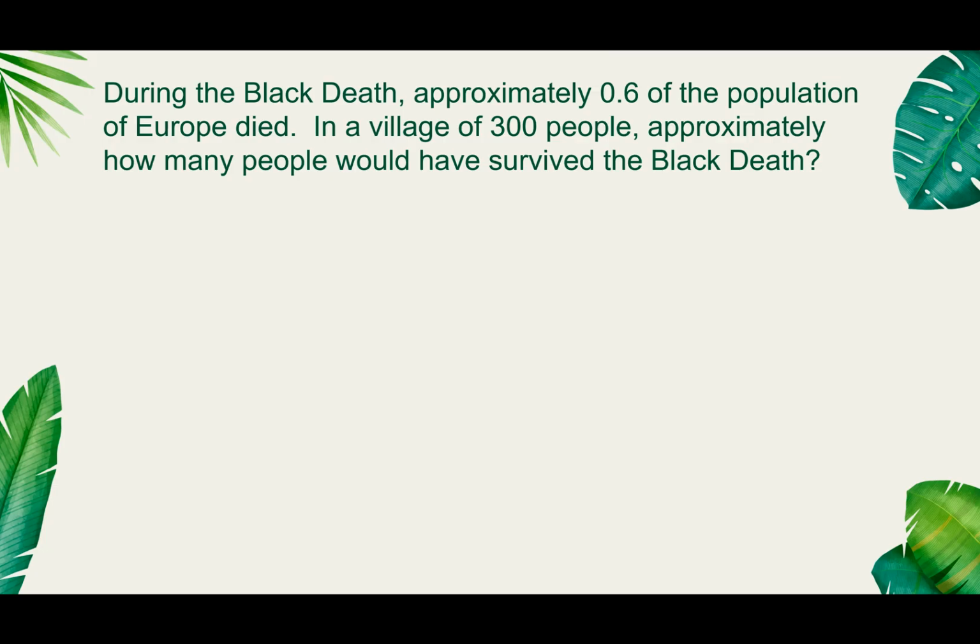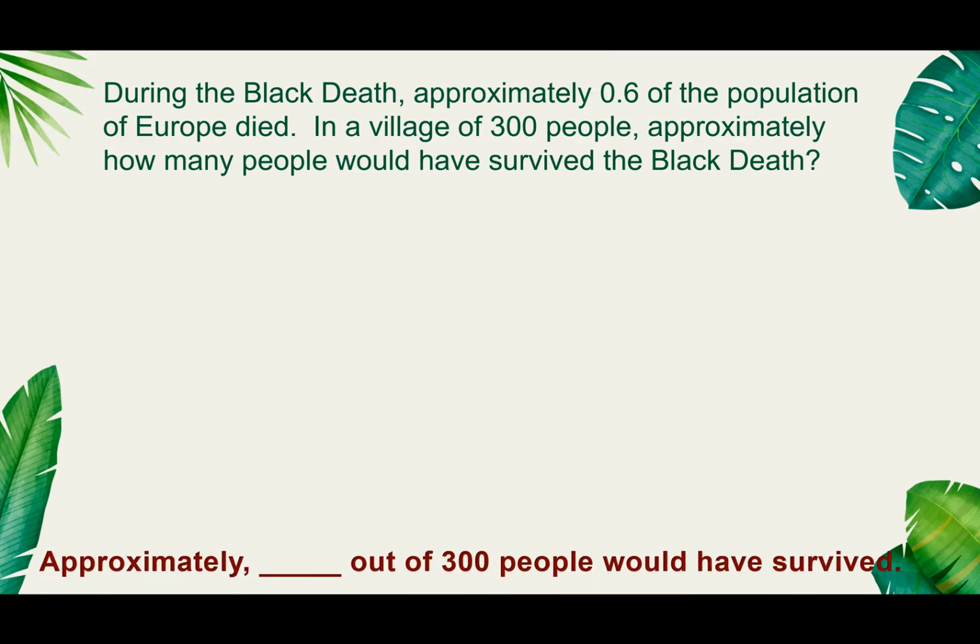The first thing that we're going to do is, of course, the answer sentence. How many people would have survived if there were 300 people in a village? And so the answer sentence should be: approximately blank out of 300 people would have survived. Okay, so now we're going to go back and understand the information that is given to you.